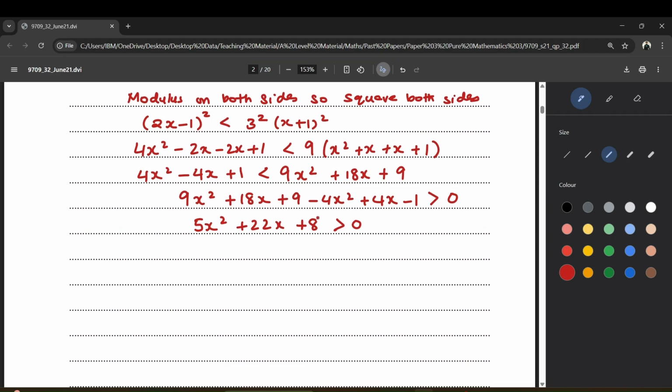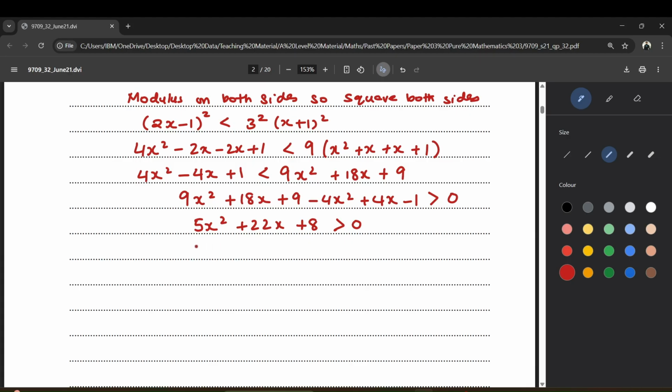So now we have to see if this can be factorized. So 5 times 8, that is 40. If we look through the factors of 40, so what we can see is that 20 times 2, that will give us 40, and when we add them, they will give us 22.